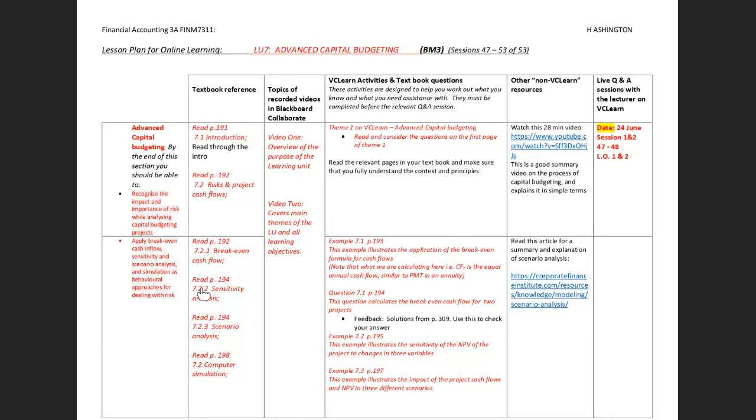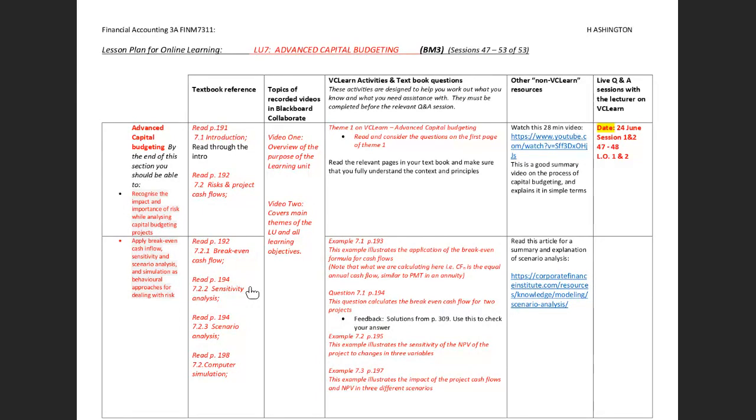So now we come to this one here, sensitivity analysis, which we've already covered in learning unit 3. So go back there, revise what we're talking about when we talk about sensitivity analysis, and then you come here and read this sensitivity analysis and have a look at your example 7.2.